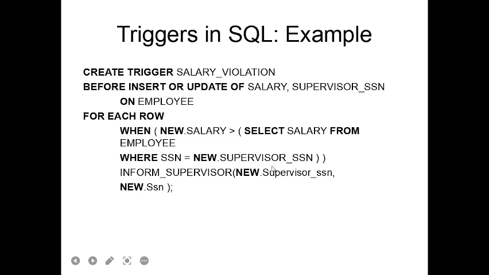So this is how we can create triggers in SQL. Create trigger, and we need to give the trigger name, that is salary violation, and we need to specify when to perform these triggering actions. Here, before insert or update of salary and supervisor_SSN on this employee. And for each row, when salary is greater than the supervisor's salary, then it will inform the supervisor. These are two additional features of SQL.